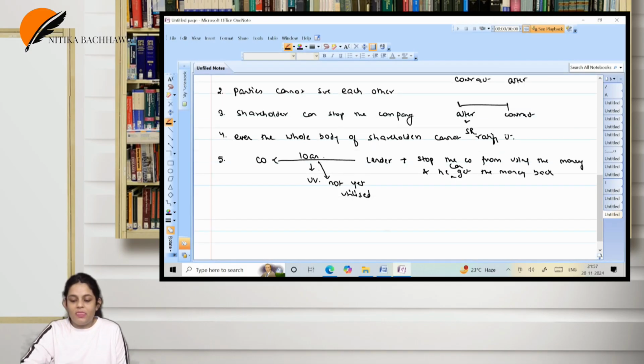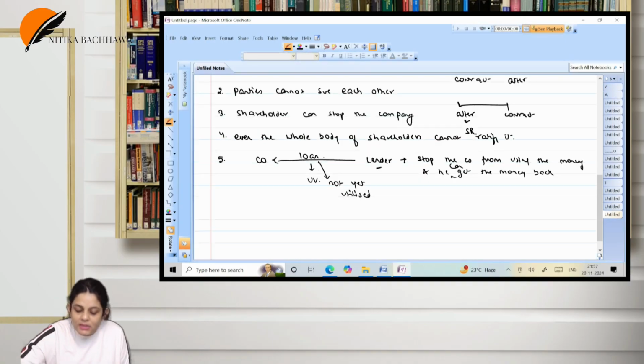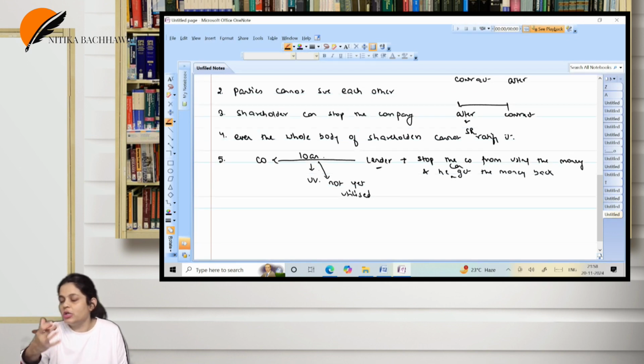Please understand, the concept is, when it is ultra vires, the money does not belong to the company. In specie, the money still belongs to the lender. Since it still belongs to the lender, first he can stop the company from using the money. Second, he can actually get the money back from the company.